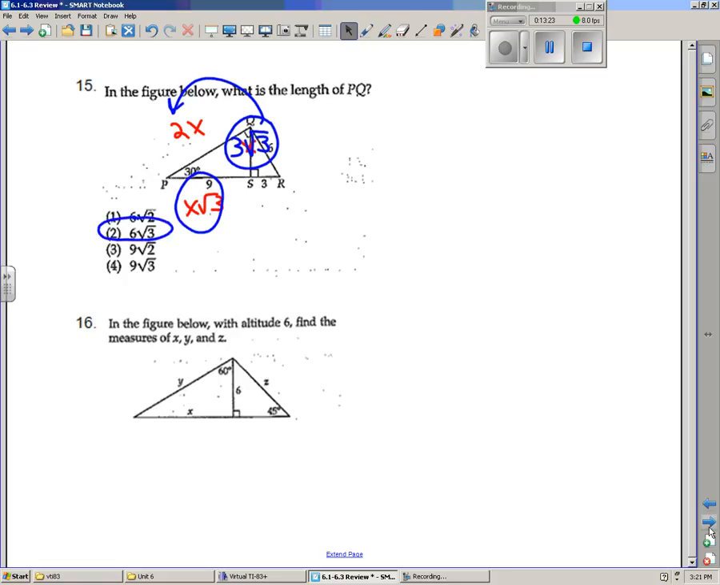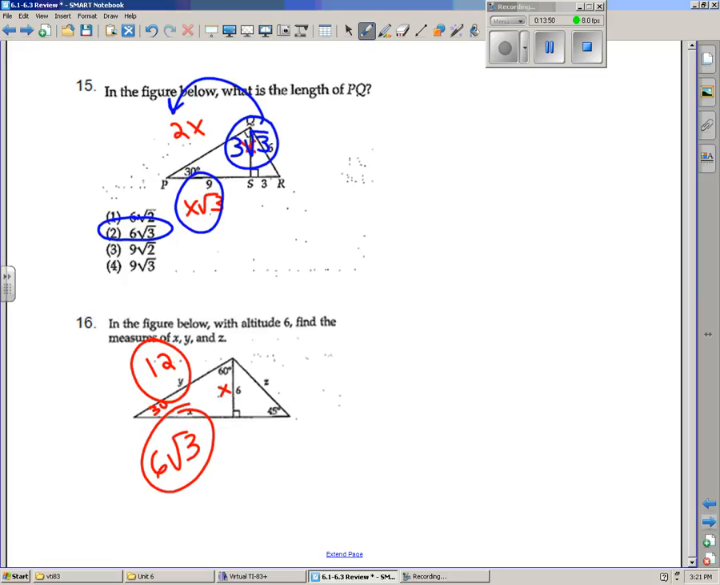In the figure below with the altitude of 6, find the measures of x, y, and z. So we're dealing with a 45, 45, 90 and a 30, 60, 90. In the 30, 60, 90, this becomes 30. This becomes the short leg. The longer leg is down here, which is x rad 3 or 6 rad 3. There's that value. And the hypotenuse just becomes double 6. So this guy right here is 12.